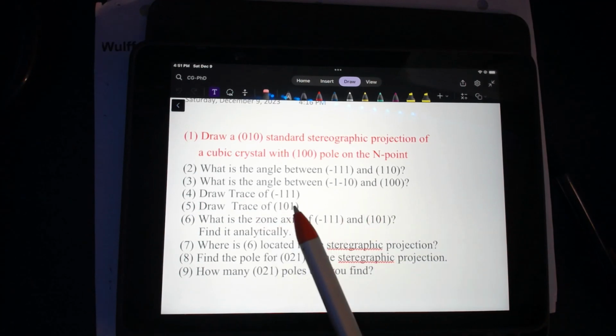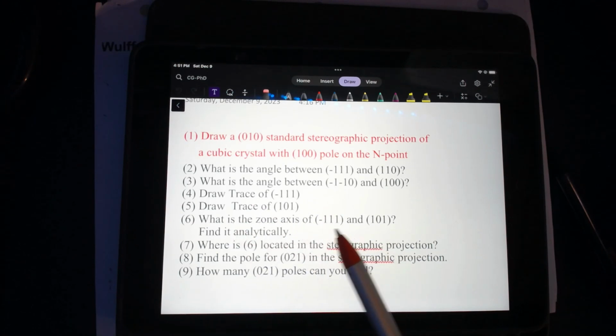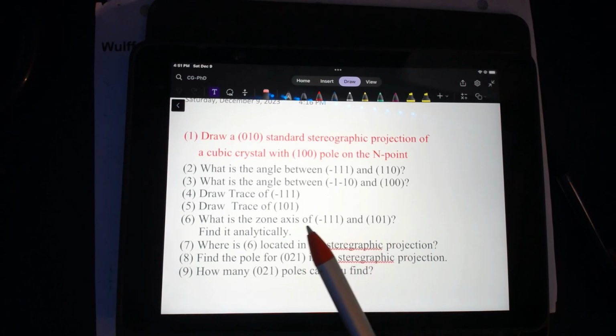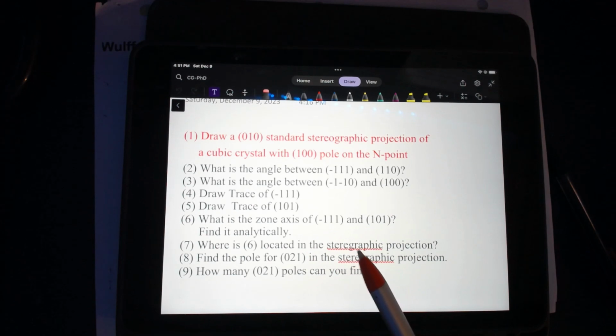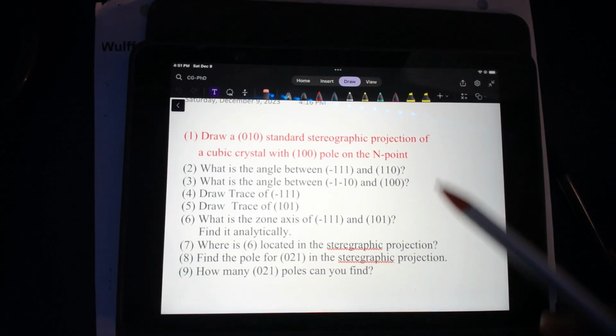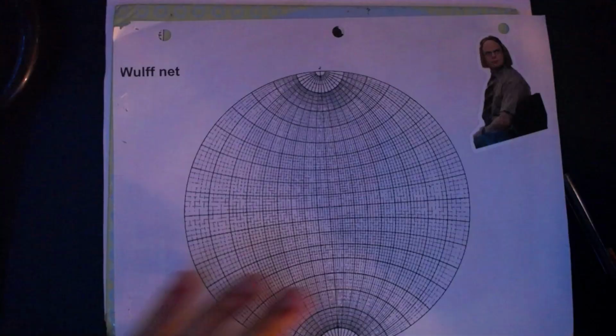We'll draw the trace of any given pole, and then we'll find the zone axis of two given poles. Zone axis is simply an axis that is perpendicular to both these poles. We'll do it analytically and then also mark it in the stereographic projection, and then we'll point out other things in the stereographic projection. So I'll split this video in smaller parts, but we'll keep the setup the same. All right, so let's begin.